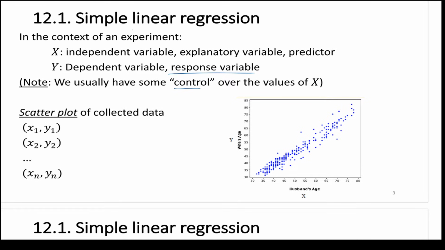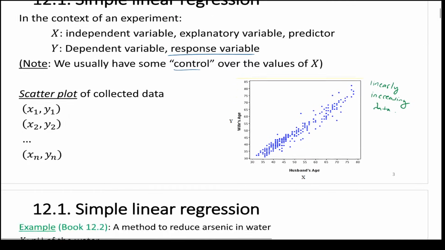And then you might scatter plot your data, just plot all the data points on the same graph. Call that a scatter plot. And you might see some nice linear relationship here. It looks like the data is linearly increasing. So as x, which is husband's age, goes up, it looks like wife's age also goes up for the most part. I mean, there's some data points that aren't exactly following that trend, but for the most part, most of the data points have that upward trend.